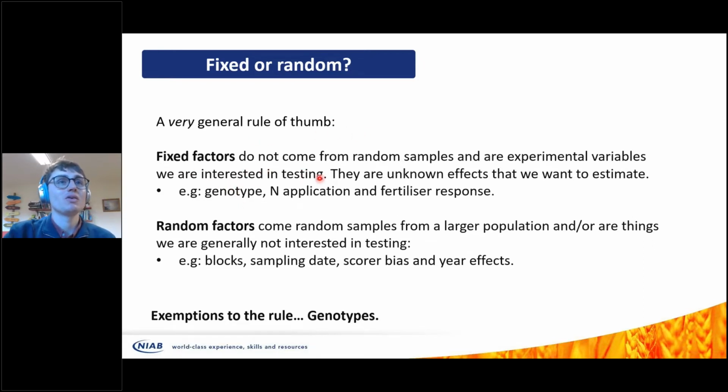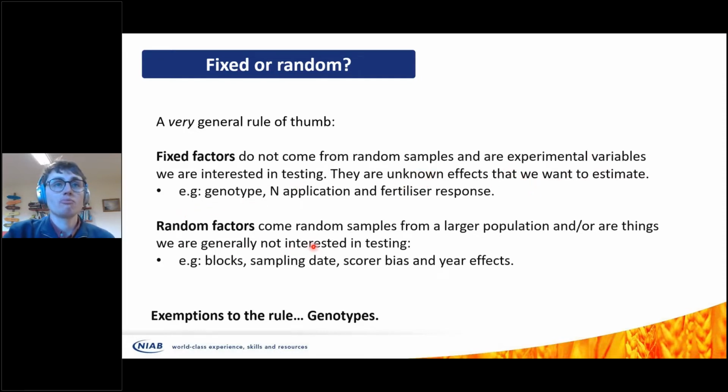Fixed factors do not come from random samples, and are our experimental variables we are interested in testing. They are unknown effects that we want to estimate, such as genotype, nitrogen application, and fertilizer response. So these are the factors we're interested in working out what their effect is within this experiment.